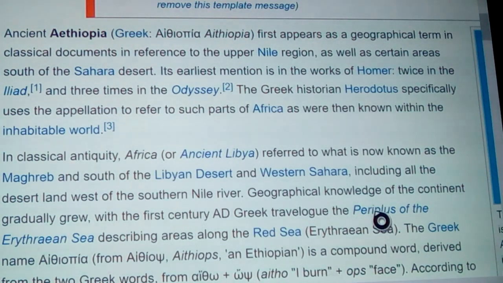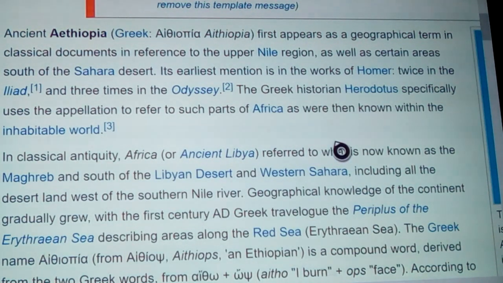And let's continue here. Ancient Ethiopia, or in Greek, Ethiopia. The circle with a line is a TH type sound, and then that's a pi type symbol. So, Ethiopia. Ooh, now you can read a little Greek.